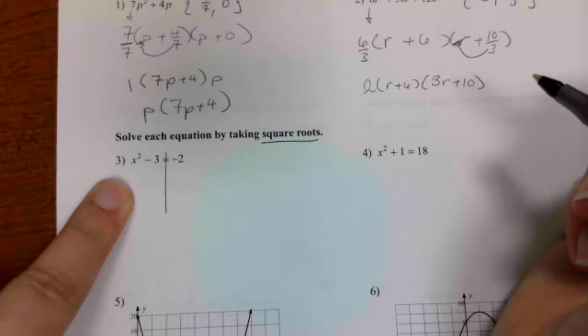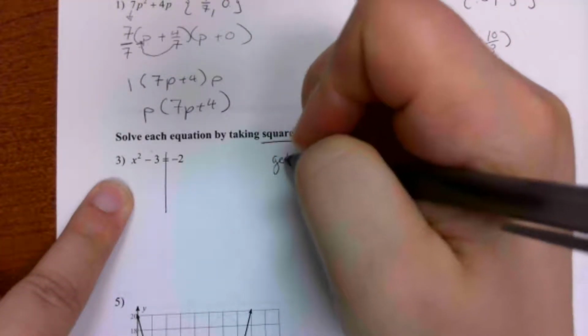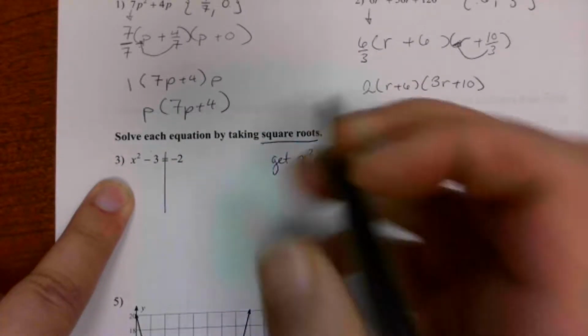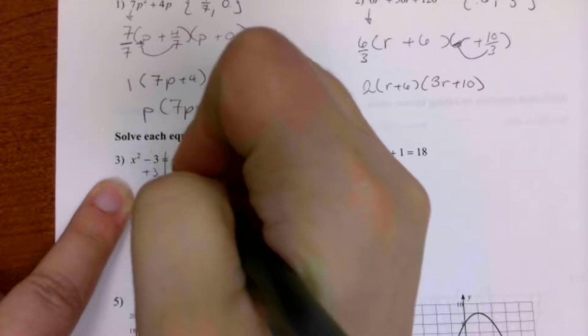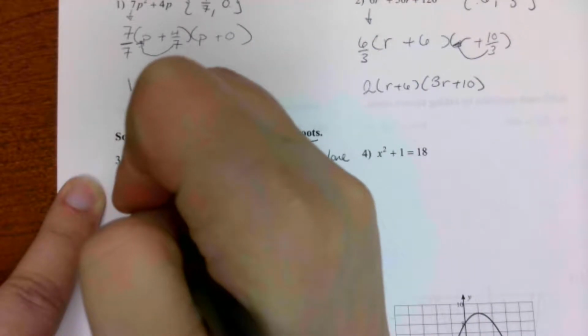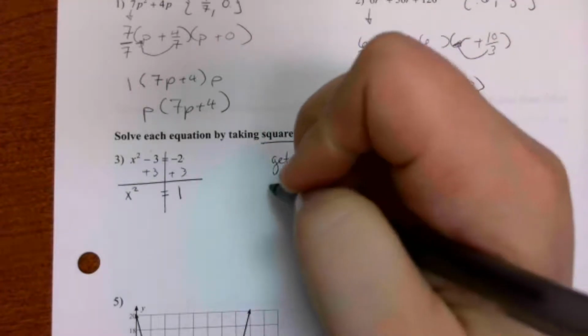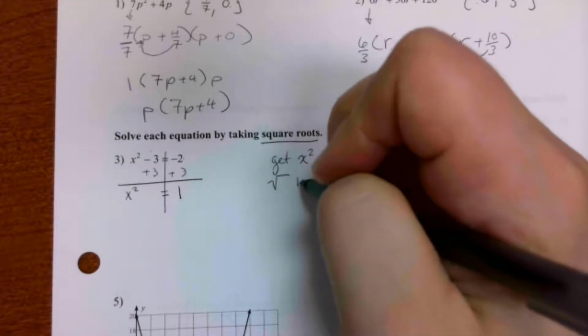The first thing we want is we want to get x squared alone. So I'm going to say plus 3 plus 3. X squared equals 1. And then square root both sides.